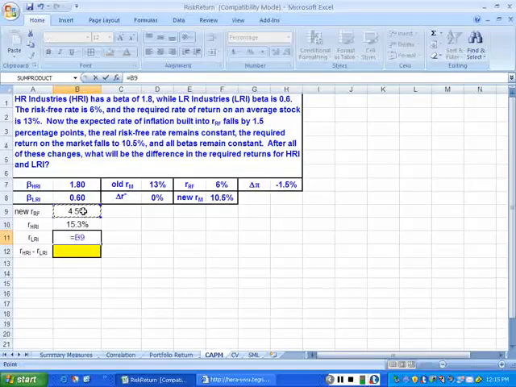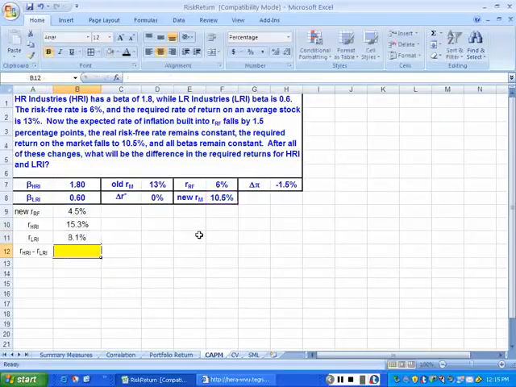Now, if you look for LRI, again, we're going to go through the same process. So we start with the new risk-free rate. We're going to add to that the beta for LRI, which is unchanged, 0.6. That's going to be multiplied by the market risk premium on the new factors, which would be the 10.5% minus the 4.5% that we just found for the new risk-free rate. So when you look at that, there's an 8.1%.